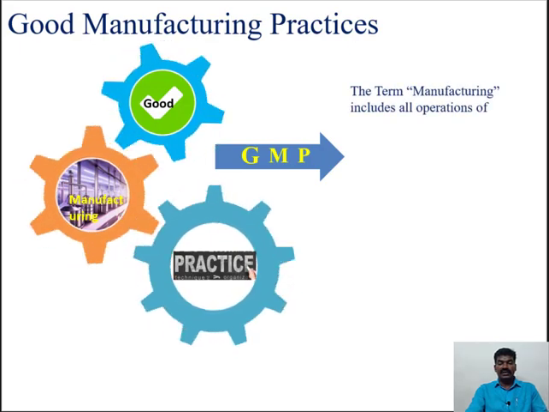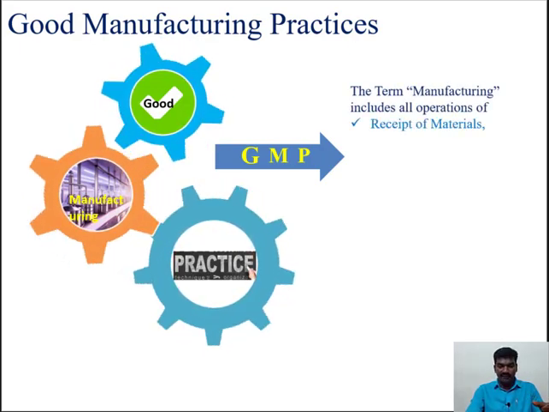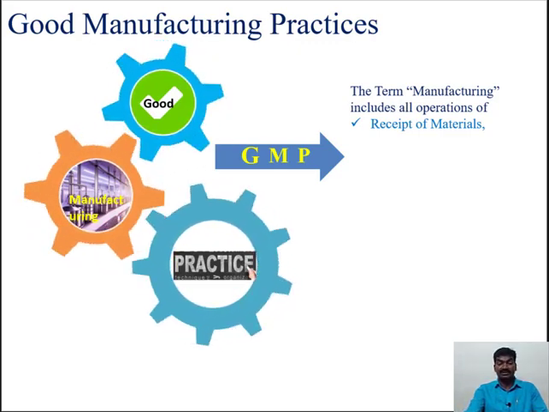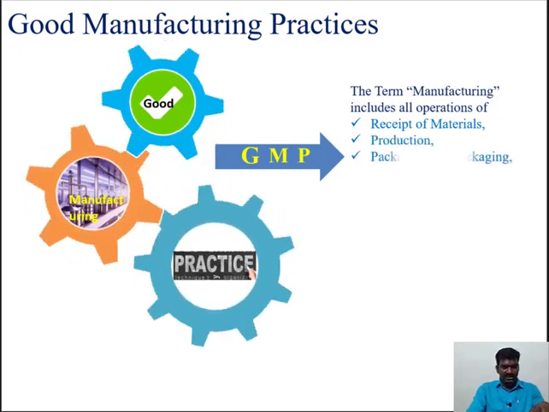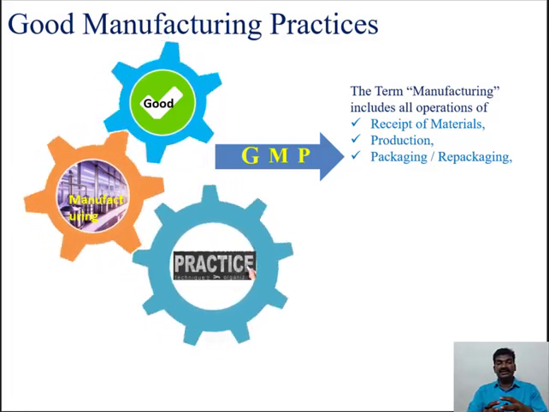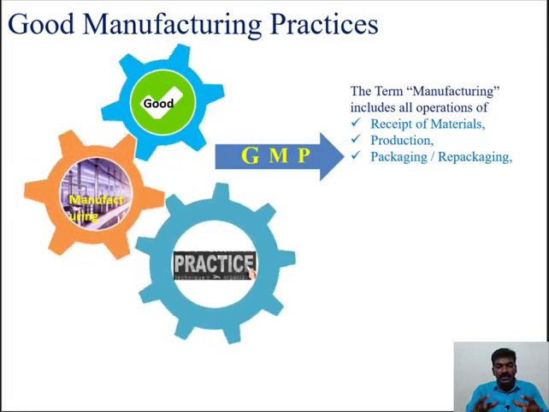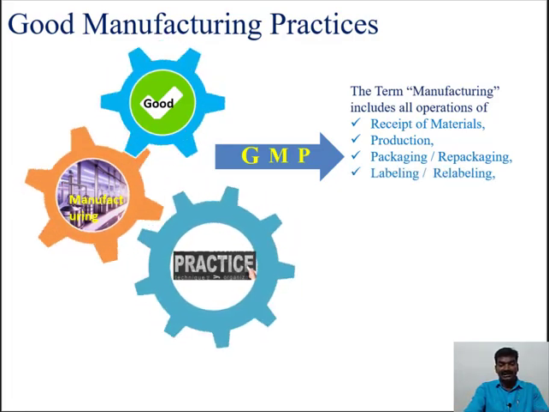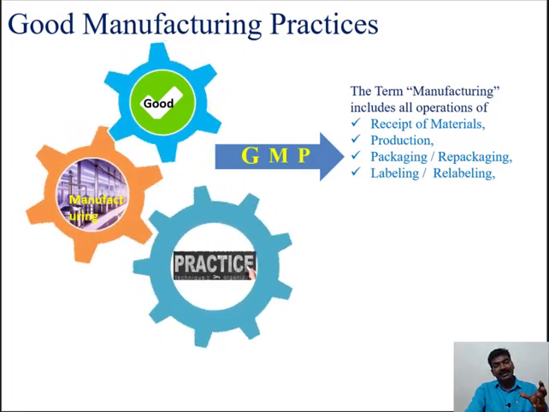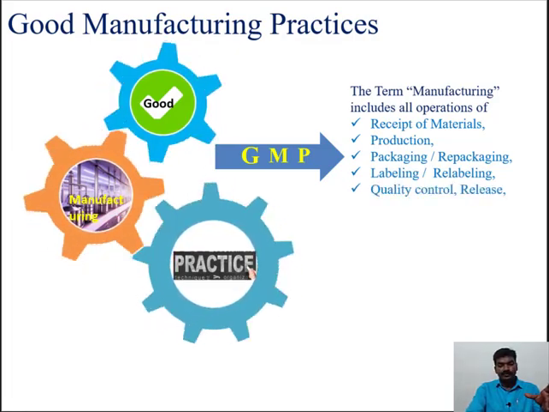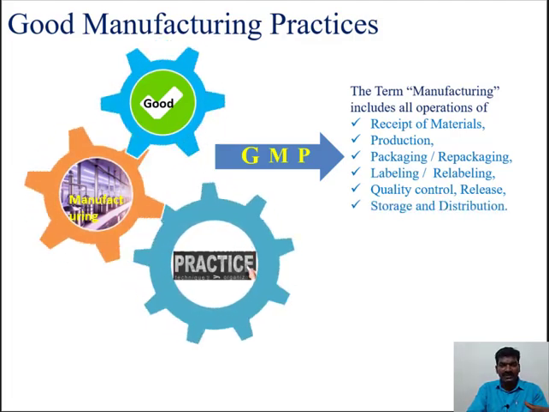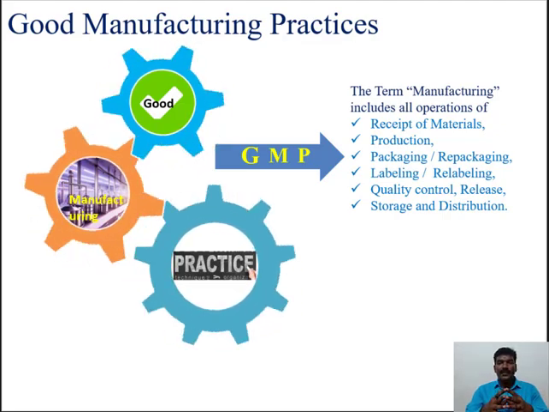The term manufacturing includes all operations: receipt of materials, that is, all the materials we are going to use in manufacturing for producing the drug, and then the production process, and then all the packaging and repackaging materials we require. These are the packaging and repackaging materials going to be used in a particular drug manufacturing. And then labeling and relabeling, of course, all products will have labeling, for the purpose of identity. And then quality control. What is quality control? How they release, what they do, and how the products are stored and distributed into the market.